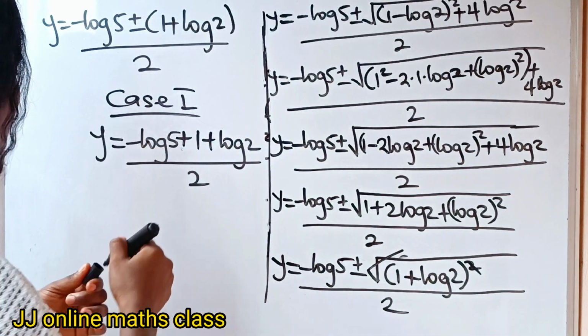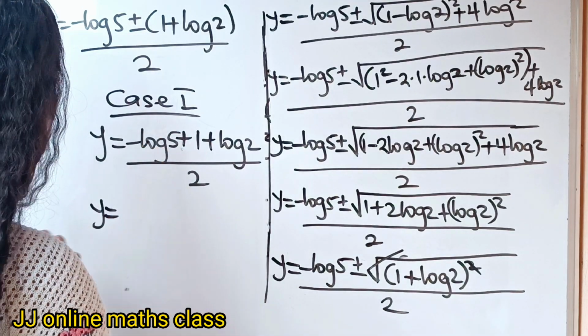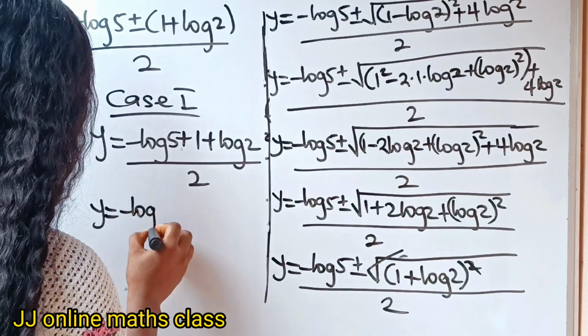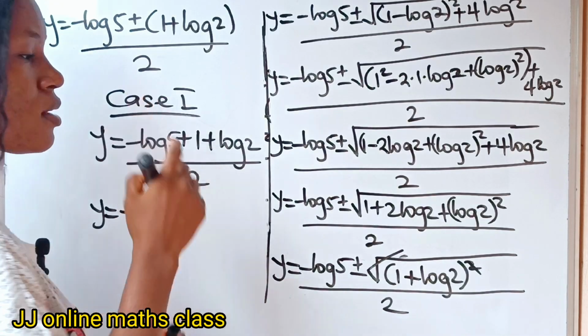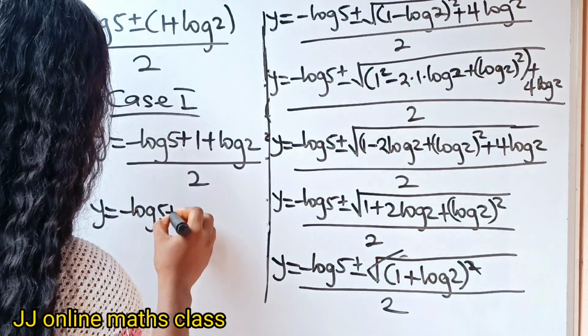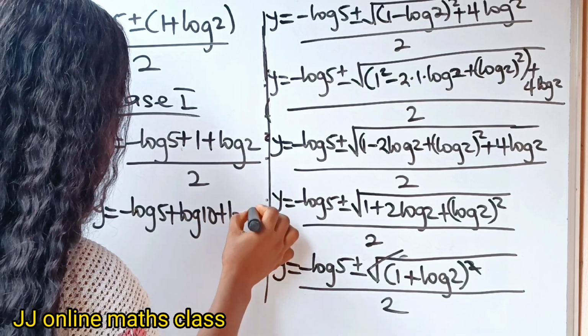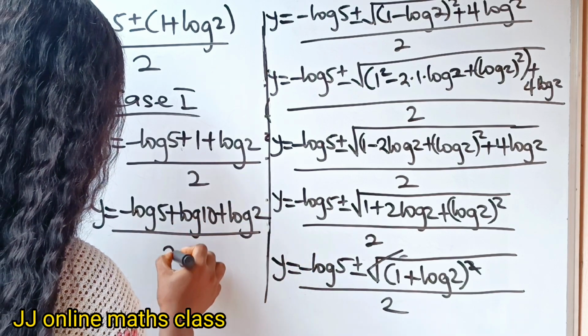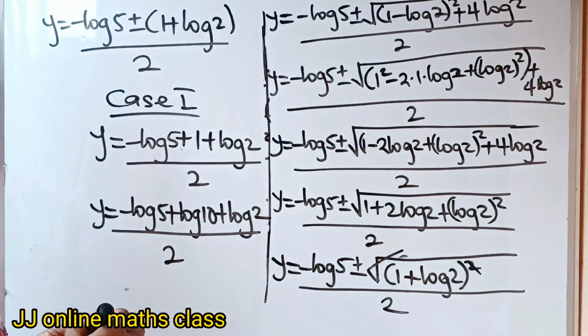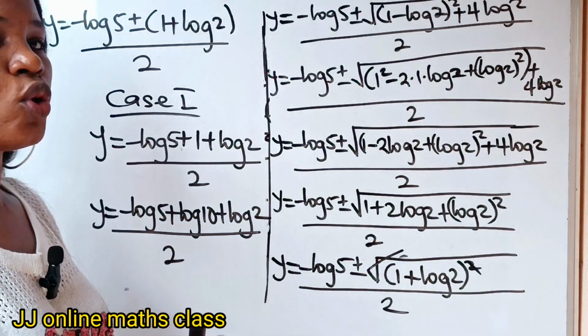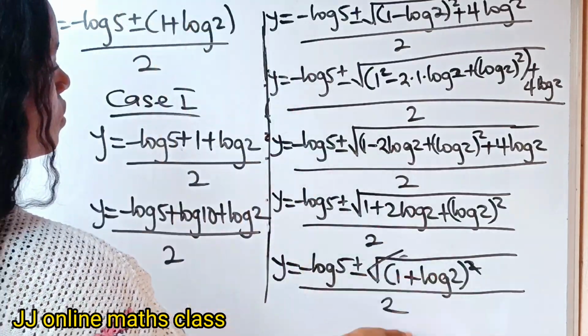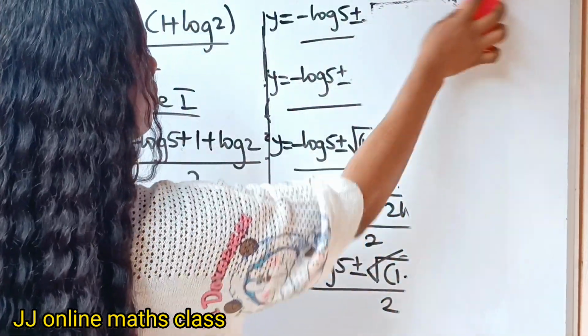Now for case 1, we write that our y is equal to minus log 5. Now note that 1 is log 10, right? Plus log 10 plus log 2, everything divided by 2. Okay, now we all know that, permit me to clean this place as well.